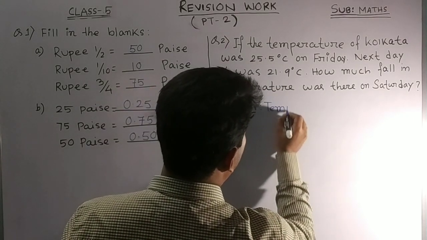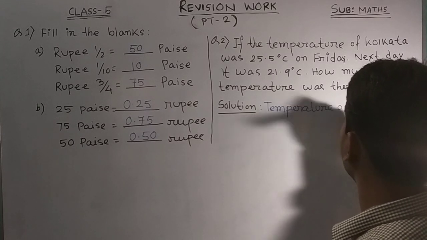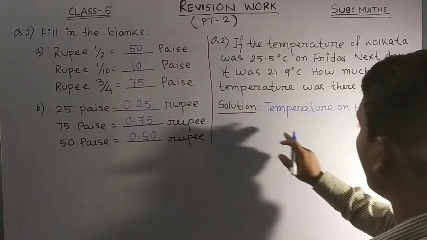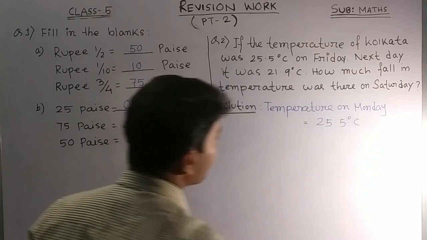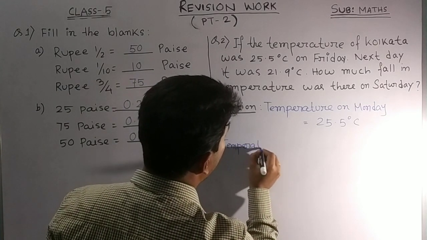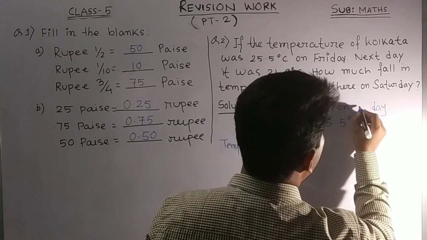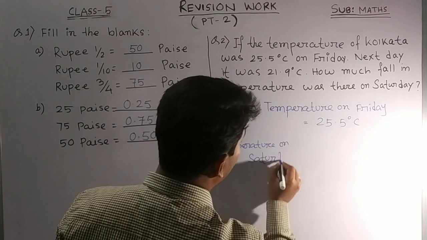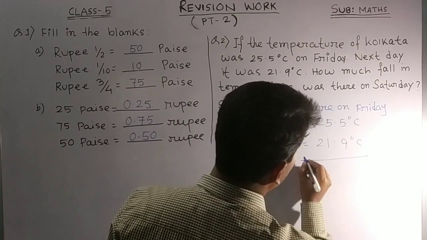Temperature on Friday. Then I have no place, so I will write here 25.5 degrees Celsius, and again you have to write temperature on Saturday, that means the next day, it will be 21.9 degrees Celsius. So easily you have to subtract this.